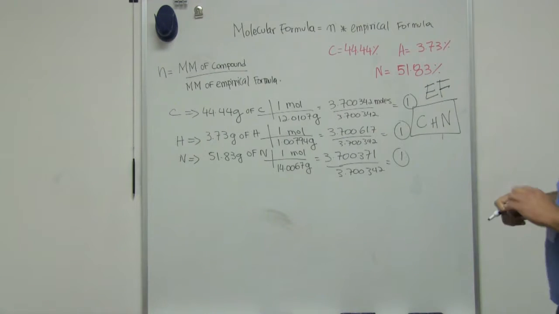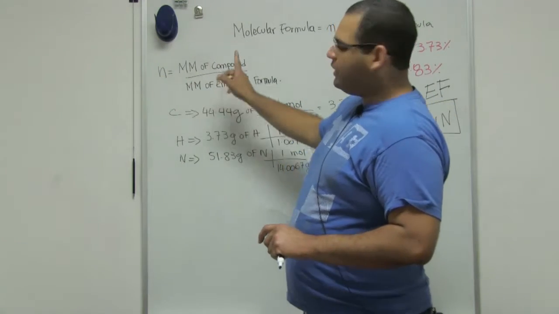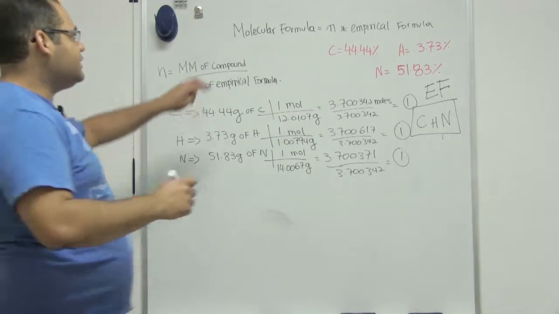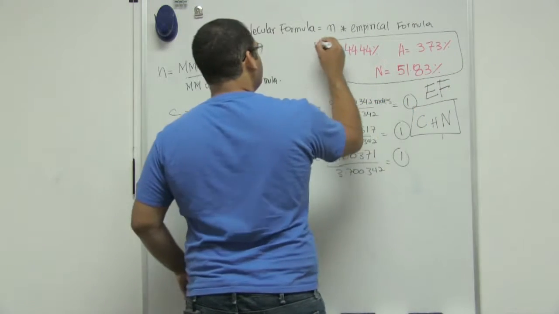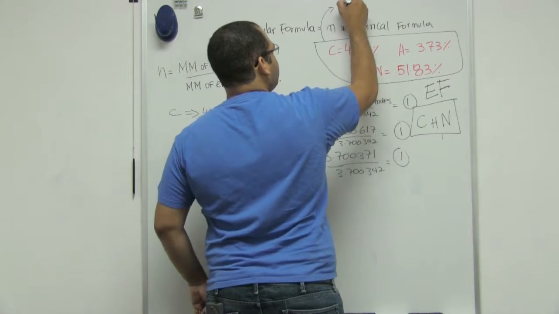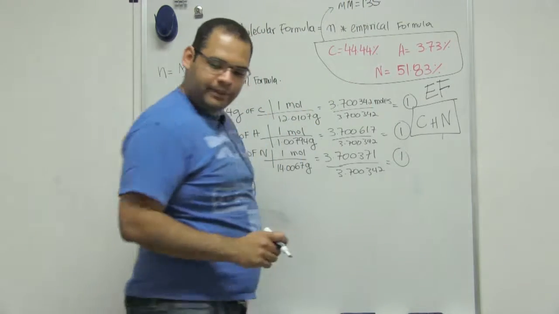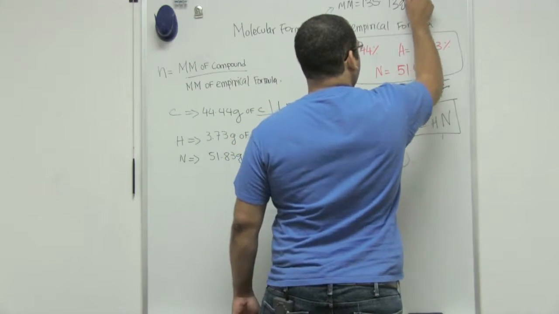Now, in order to find N, we need the molar mass of the compound, and I actually forgot to give it to you. But the molar mass of this compound we're calculating, I wrote it on the top here. The molar mass is equal to 135.13 grams per mole.